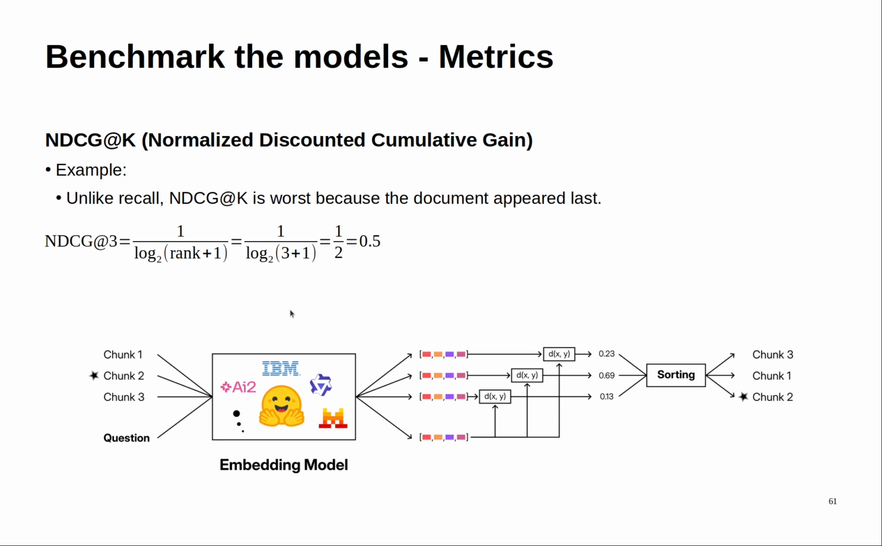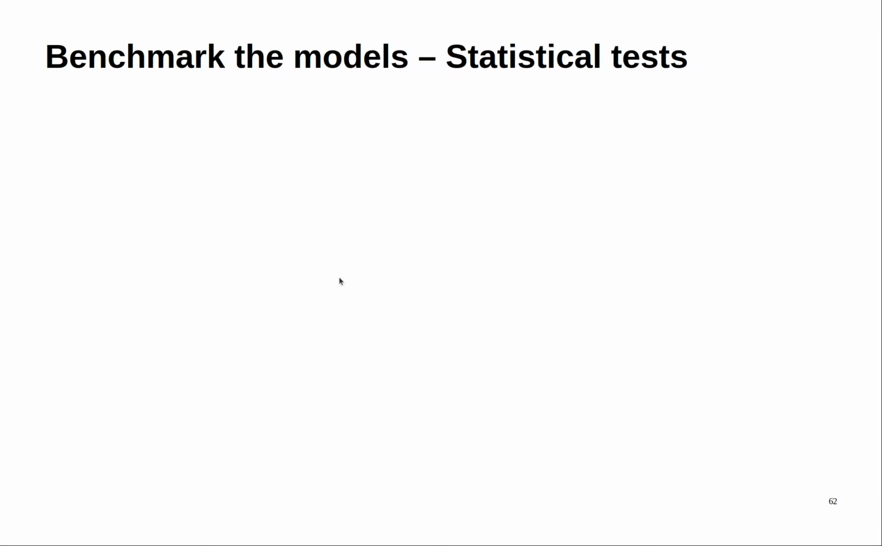So as you can see, NDCG is smaller than recall and bigger than MRR. So with the mean reciprocal rank, we got 0.33. Recall gave us 1, and NDCG is between them. It gave us 0.5. Now let's move to the statistical test.